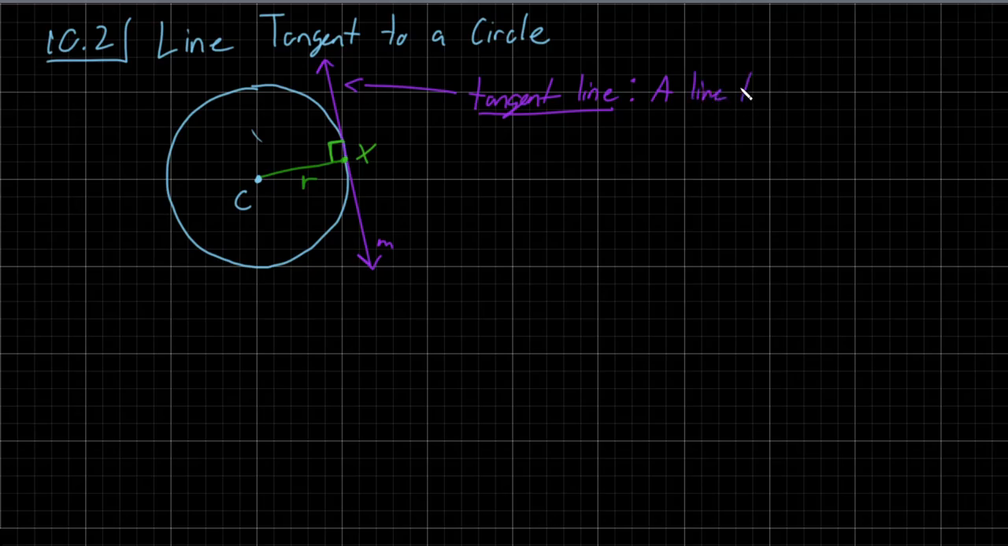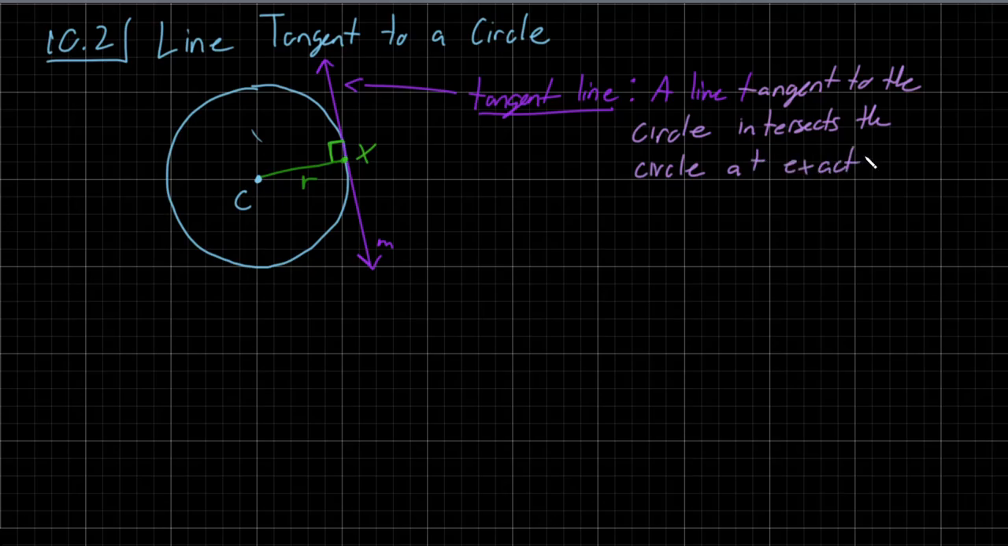So a line tangent to the circle intersects the circle at one point, at exactly one point, and makes a 90-degree angle with the radius. Could also be the diameter, but right now we have the radius drawn.